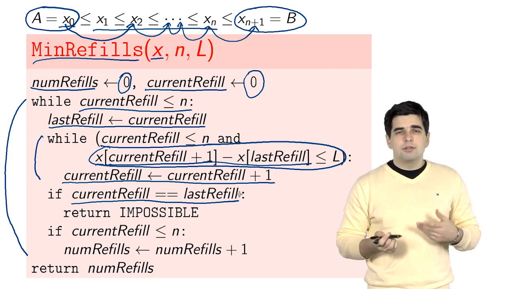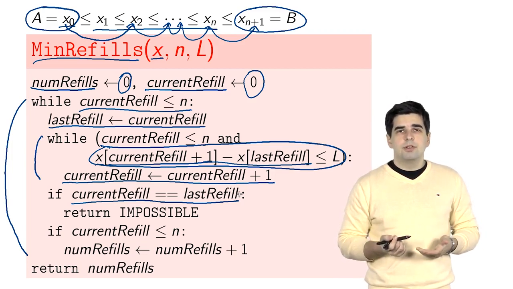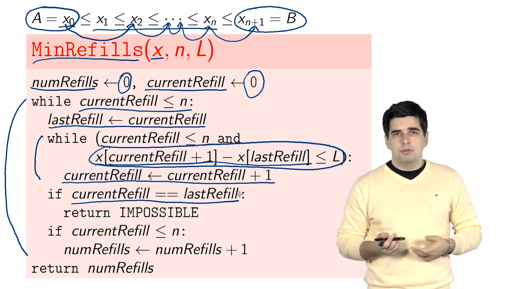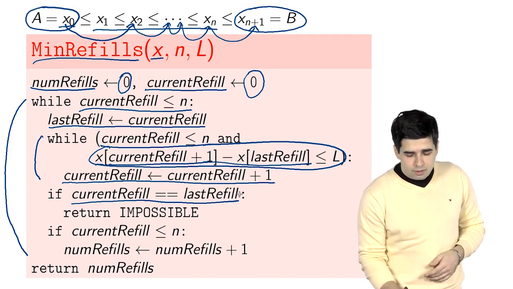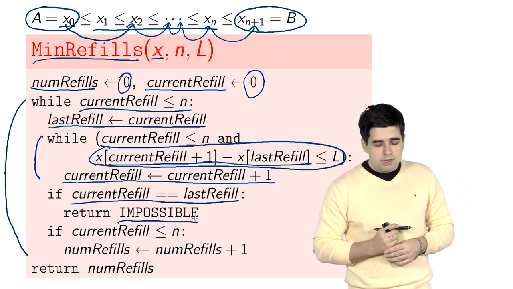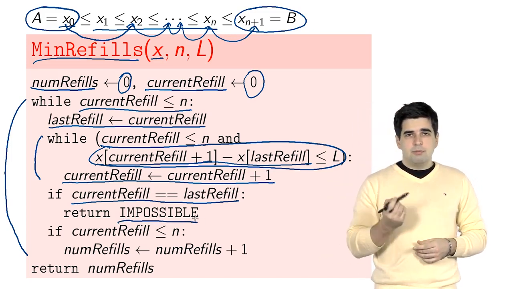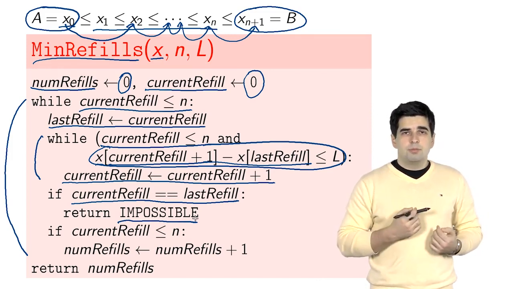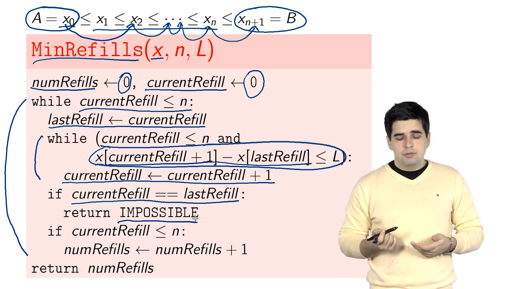And then we cannot return the minimum number of refills that we need to do on the way from A to B, because it is impossible to get from A to B at all, and so we return this result, impossible. Otherwise, we moved at least a bit to the right, and then we need to see if we are already in the point B, we don't need to do anything else.